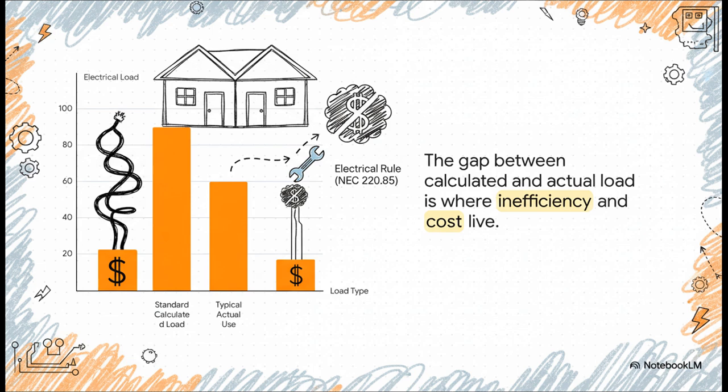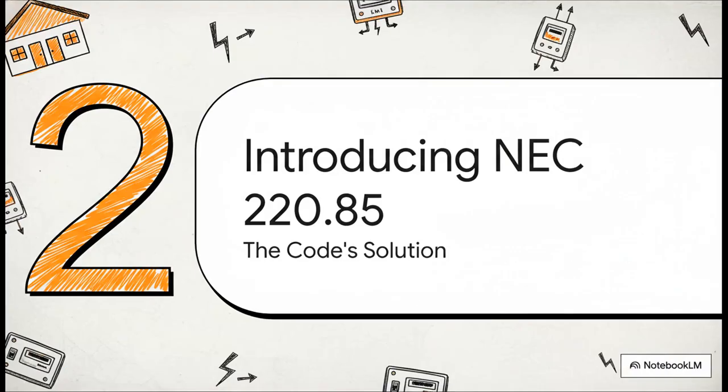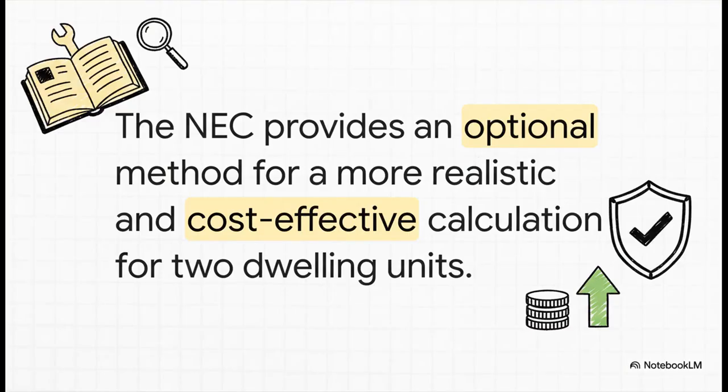Now, the code is all about safety, for sure. But that huge gap between the calculation and reality, that's where inefficiency and a whole lot of unnecessary cost creeps in. So, how do we fix this? What's the move? Well, the good news is the code itself actually gives us a really elegant solution. So let's properly introduce NEC Section 220.85. This right here is the key.